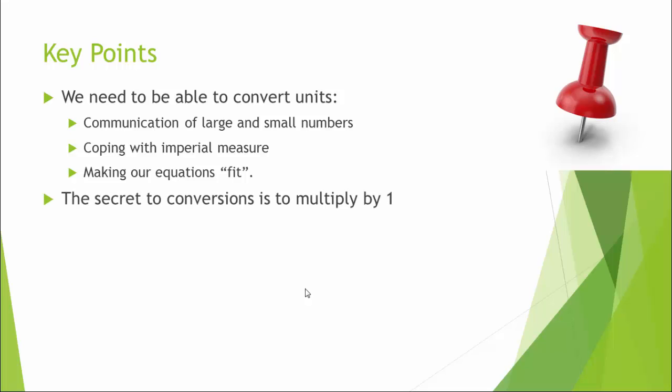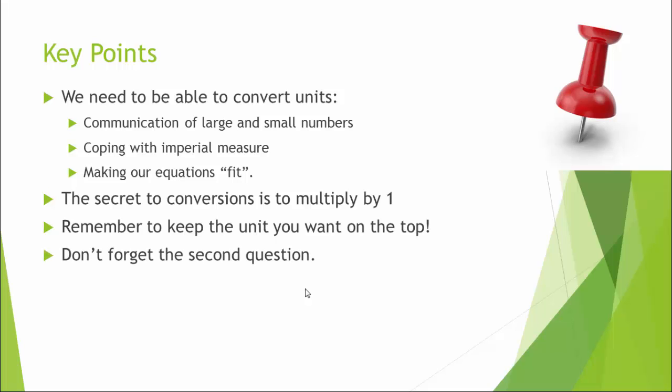The secret to these conversions and being effective is to understand that all you need to do is multiply by 1. And once you know that secret, just be sure you keep the unit you want to keep on the top, and the one you want to get rid of, place it on the bottom of your multiplier. And in any case, don't forget the second question. If you do things in the opposite direction, you'll get crazy values like 13.5 meters for a thickness of a dime. And you should be able to recognize when you've made a mistake.